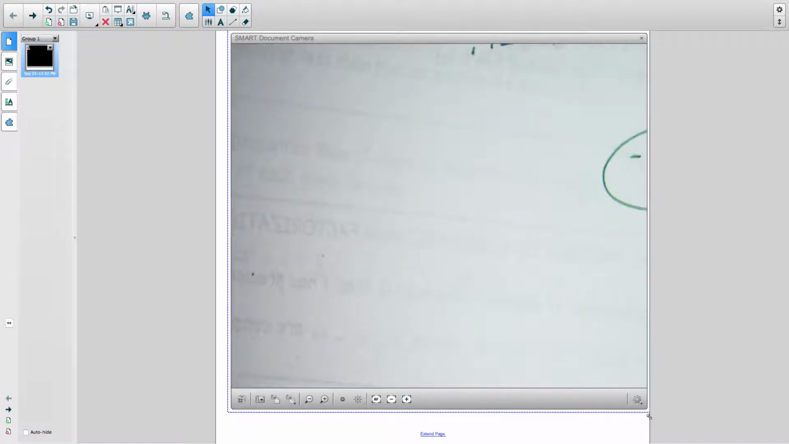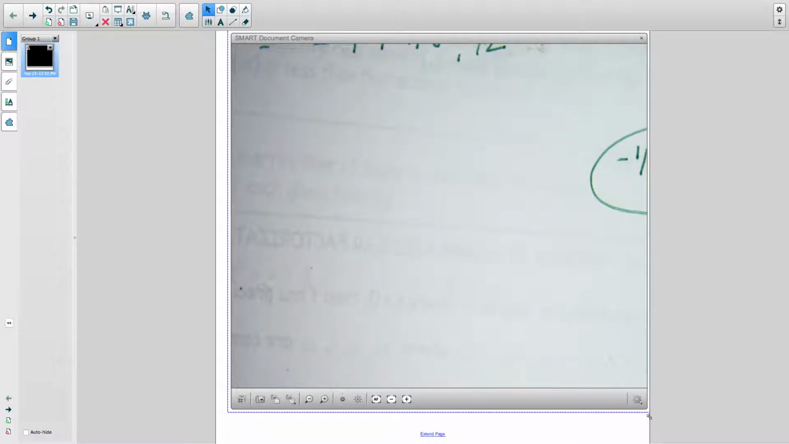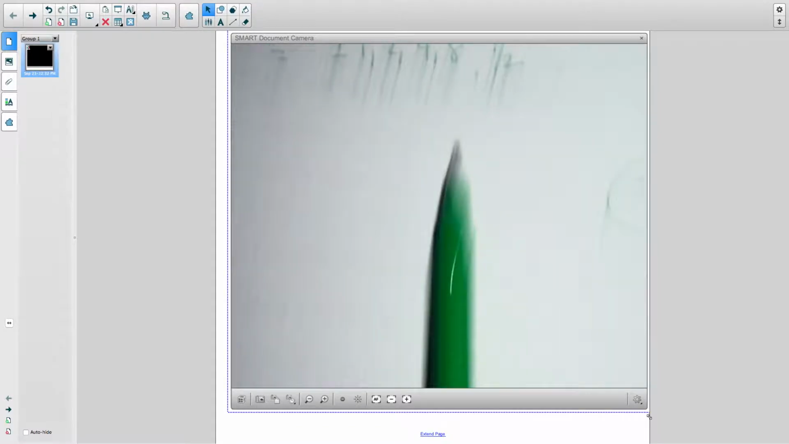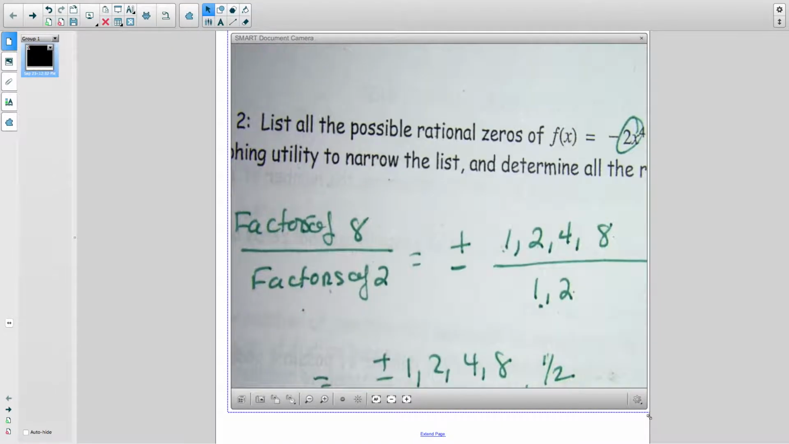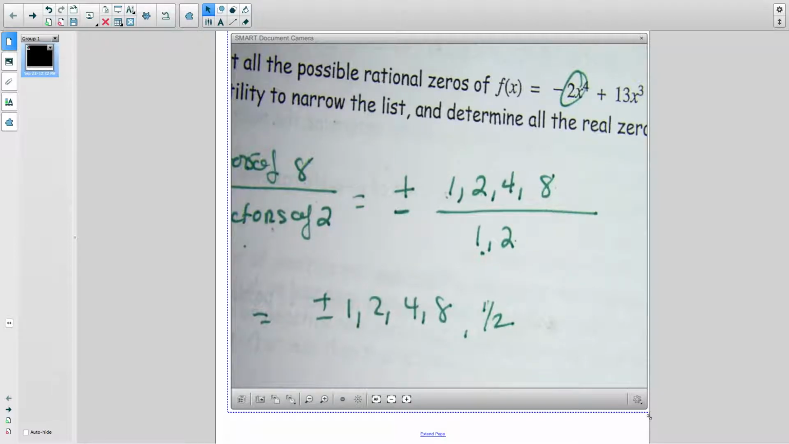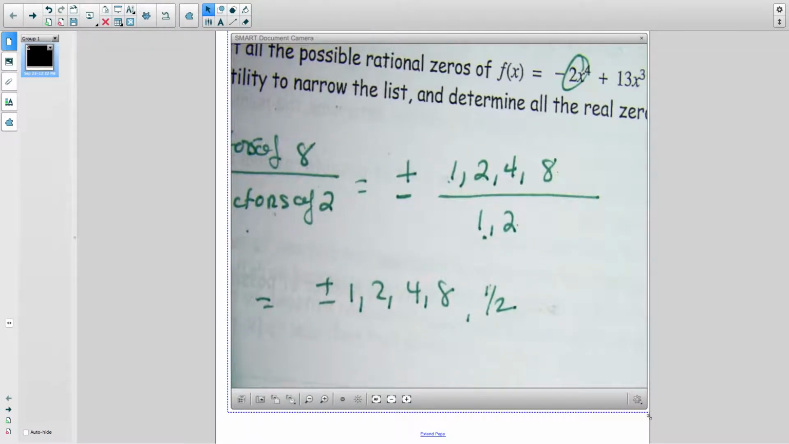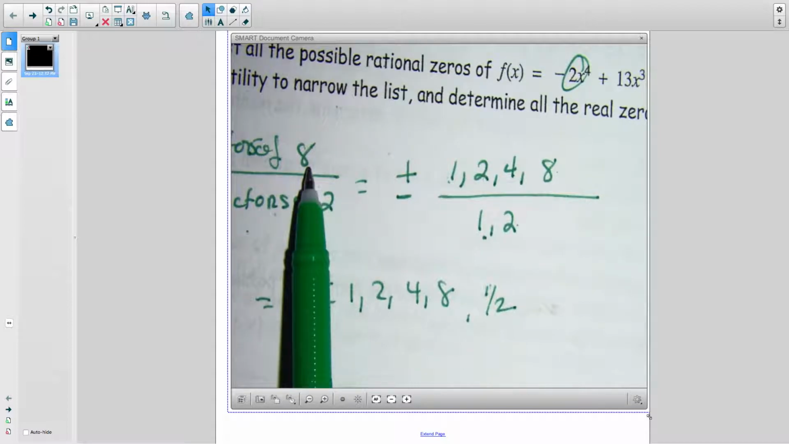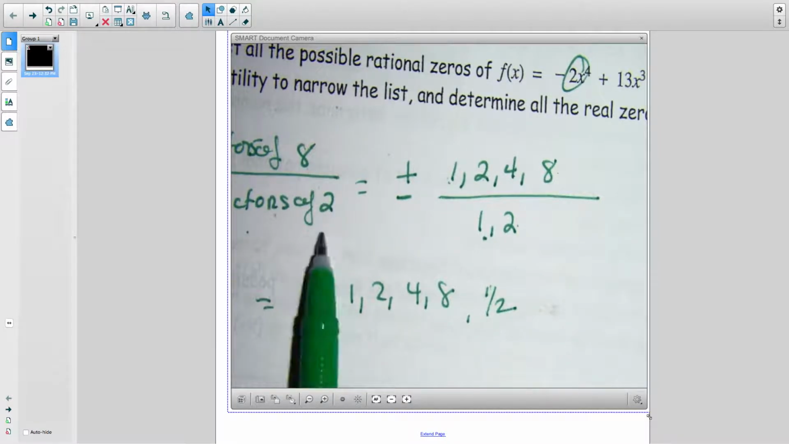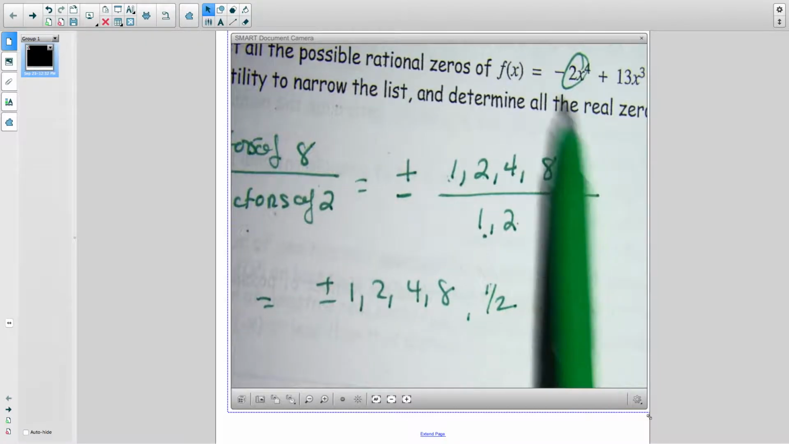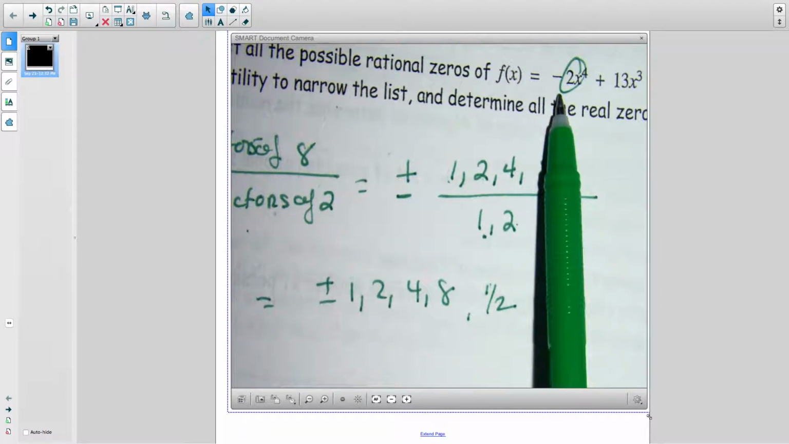Question there? Do you get the factor of 2 from 2x or the negative 2x? And then there's the plus or minus. Like at the very beginning, you took a factor of 8 over a factor of 2. Yeah, if you go back to the rule, p over q, p is the factor of the constant. Q are the factors of the leading coefficient. The leading coefficient is negative 2, and I don't need to worry about the sign.